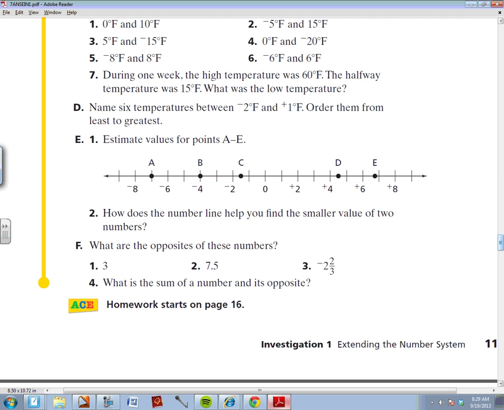All right, name 6 temperatures between -2 and +1. If you're watching this at home, pause it now. Give yourself a second to come up with a list of 6 temperatures between -2 and 1.